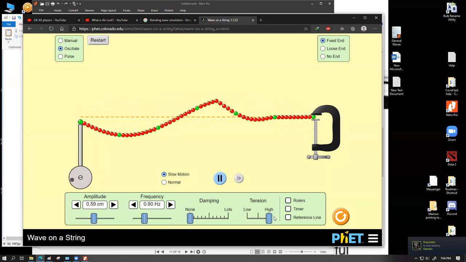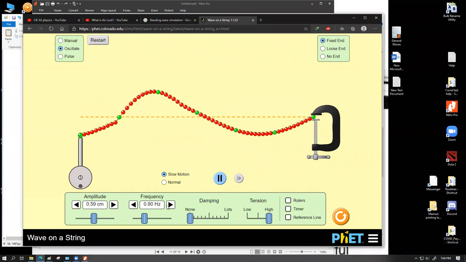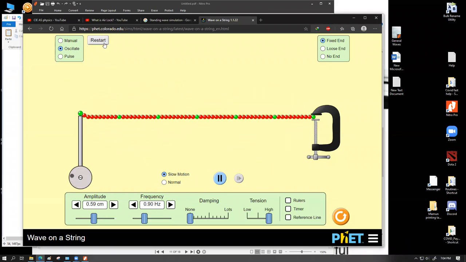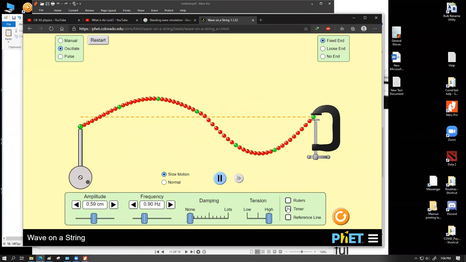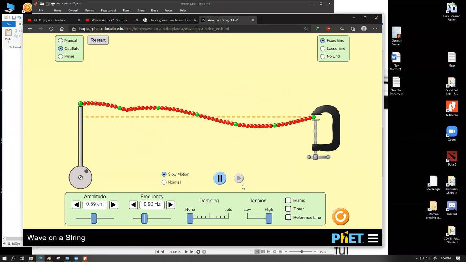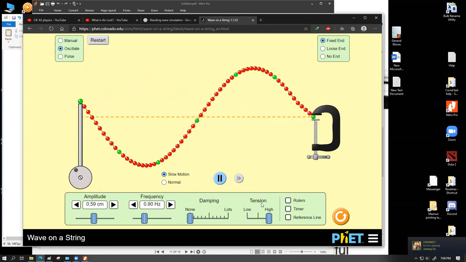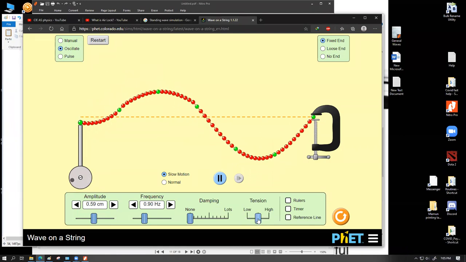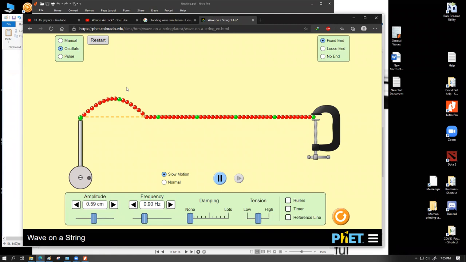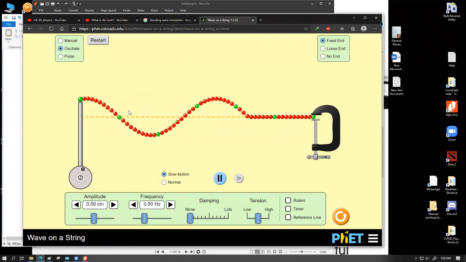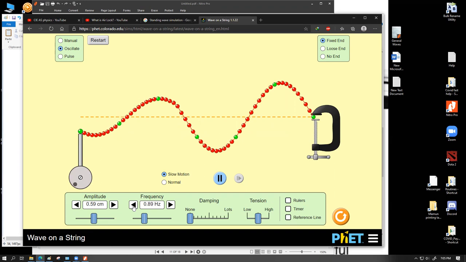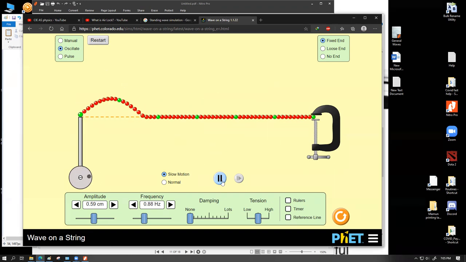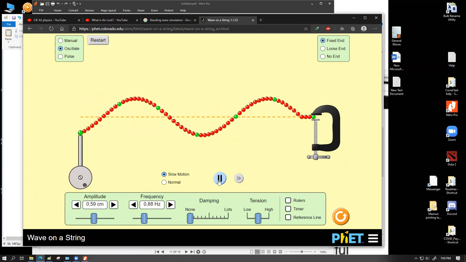If I give high tension, then I get... Just a second, I'm trying to produce exactly two waves within this part. So I would need to increase the wavelength, which means reduce the frequency a little bit. Okay, let's see. What I'm trying to get is two full waves within this segment.